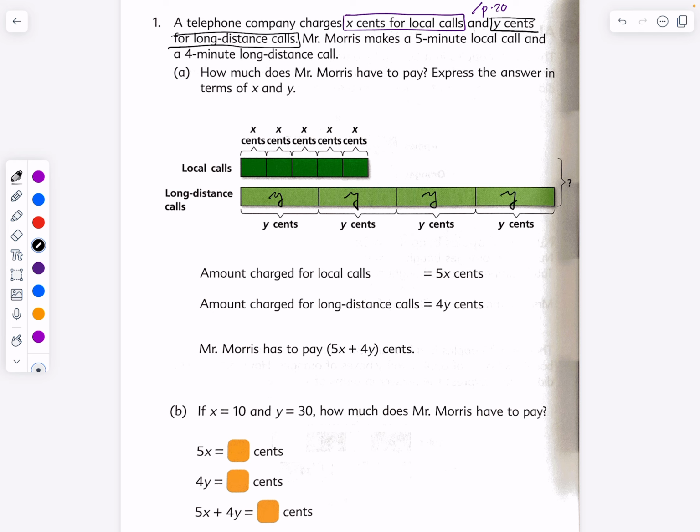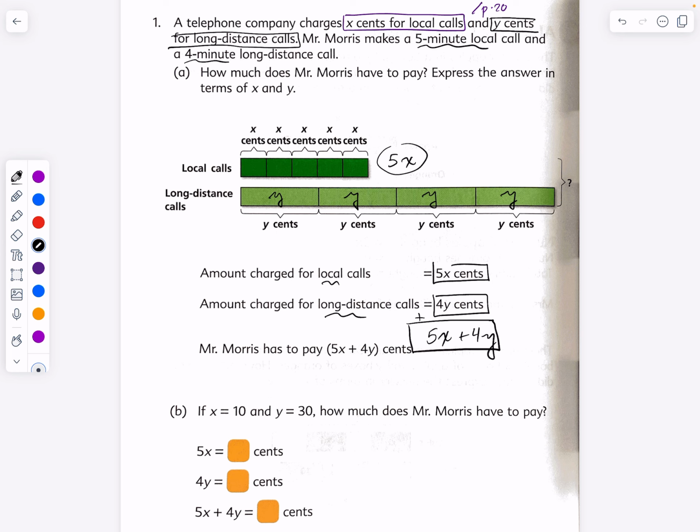How much does Mr. Morris have to pay if he made a 5-minute local call? So it's 5 times X, right? That's the total cost of local calls. And he made a 4-minute long distance call. So it is 4Y. 5X for local and 4Y for long distance. All together, when we add them up, it is 5X plus 4Y cents.